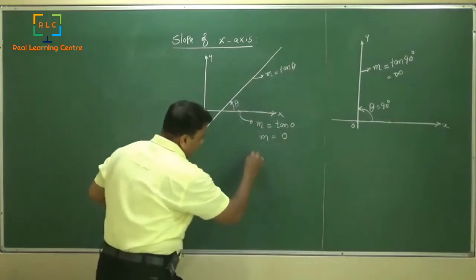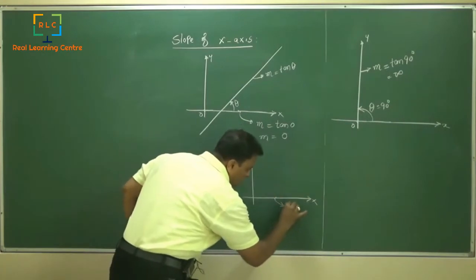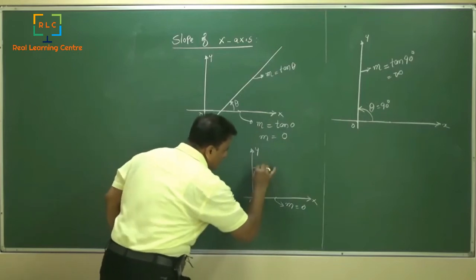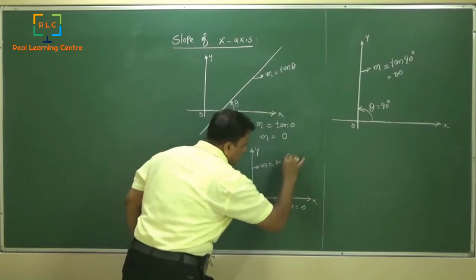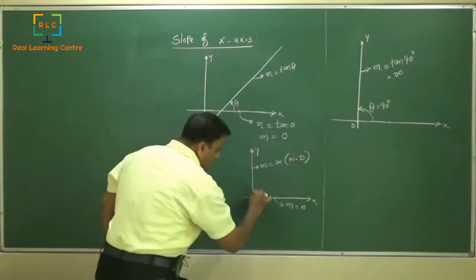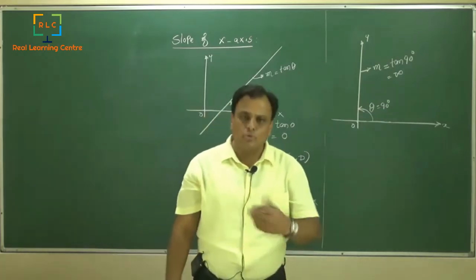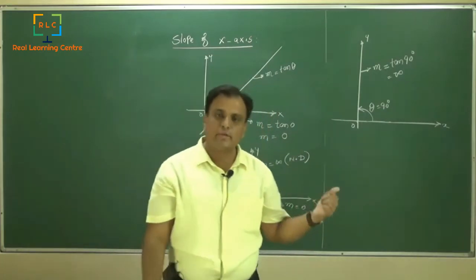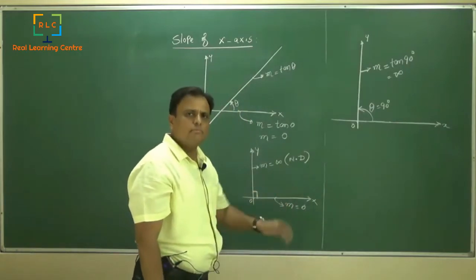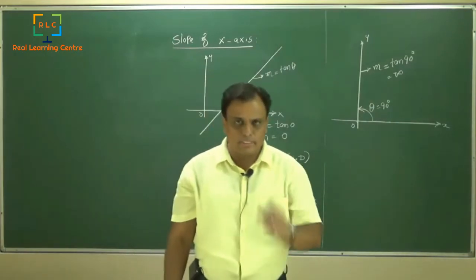Once again, for your reference: the x-axis slope is always 0 and the y-axis slope is always not defined, or infinity. You can also write not defined. Later on, we'll have one more discussion about the slopes of two perpendicular lines. At that time we'll make this clear: the product of the slopes of these two lines must be equal to -1. So in later stages we'll clear this point. This is the fundamental basics.